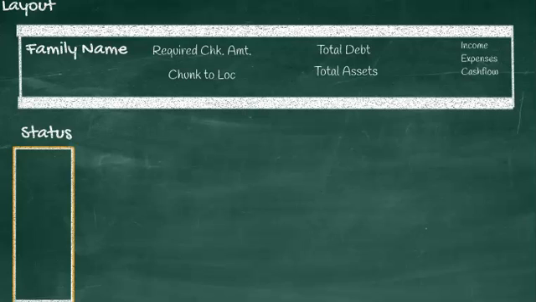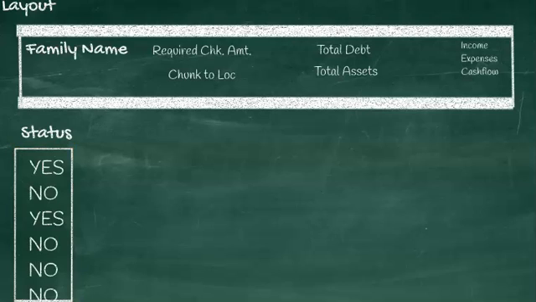So in the first column, we'll usually have the status. That lets you know right up front, yes or no, whether or not that bill has been paid. And I'll usually do some conditional formatting in there. Yes is usually green, no is red. That way it's quick and easy.